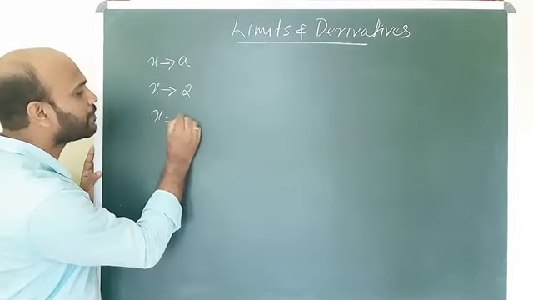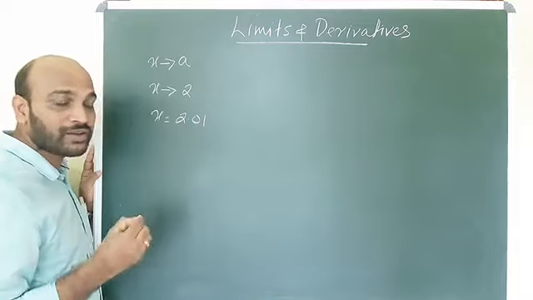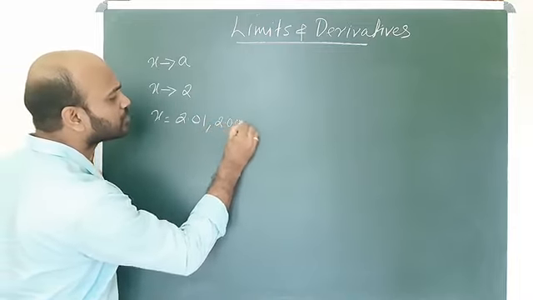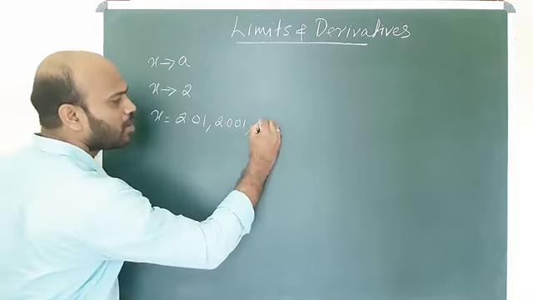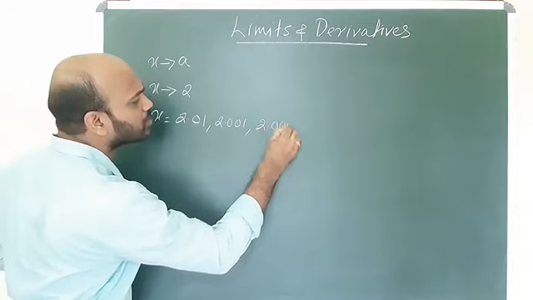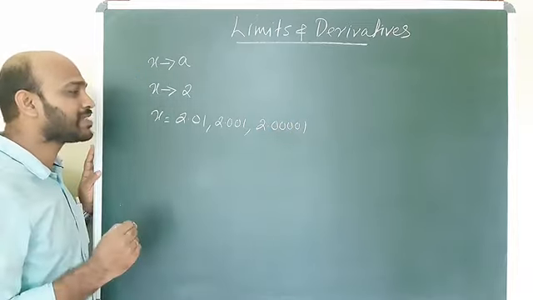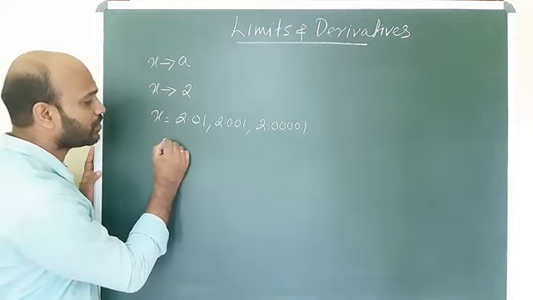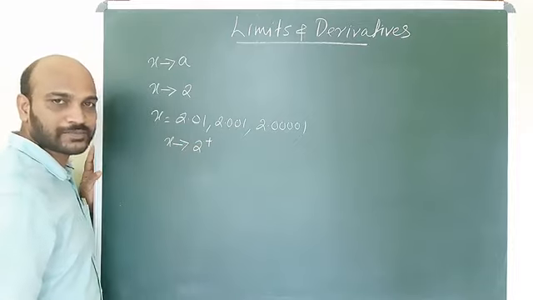That means x can be 2.01. 2.01 is a value near to 2, or it can be 2.001. This number is nearer than 2.01, or it can be 2.00001, etc. So in this case, x is approaching 2 from the right hand side of 2. So we denote it by x tends to 2 plus.